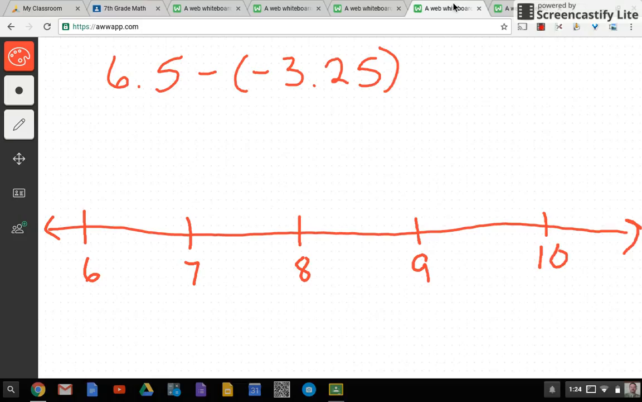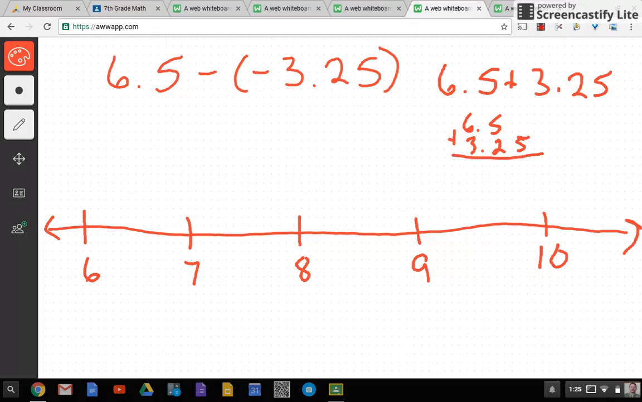Okay. Next problem. I'm going to solve it the same way. Let's take the 6.5. Going to change subtraction to addition. And the next number is a -3.25. I'm going to change that to a +3.25. So same signs, add the numbers. Now remember with decimals, you line up the decimals when you're adding and subtracting. In this case, I'm adding. So there's 7 and there is 9. Decimal falls down. It is 9.75. That would be a positive 9.75.